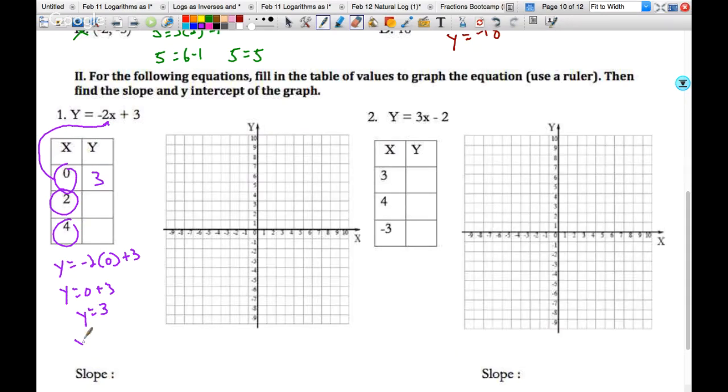Let's try it with a 2. Y equals negative 2 times 2 plus 3. Y equals negative 4 plus 3. Y equals negative 1. And we'll try it with a 4.